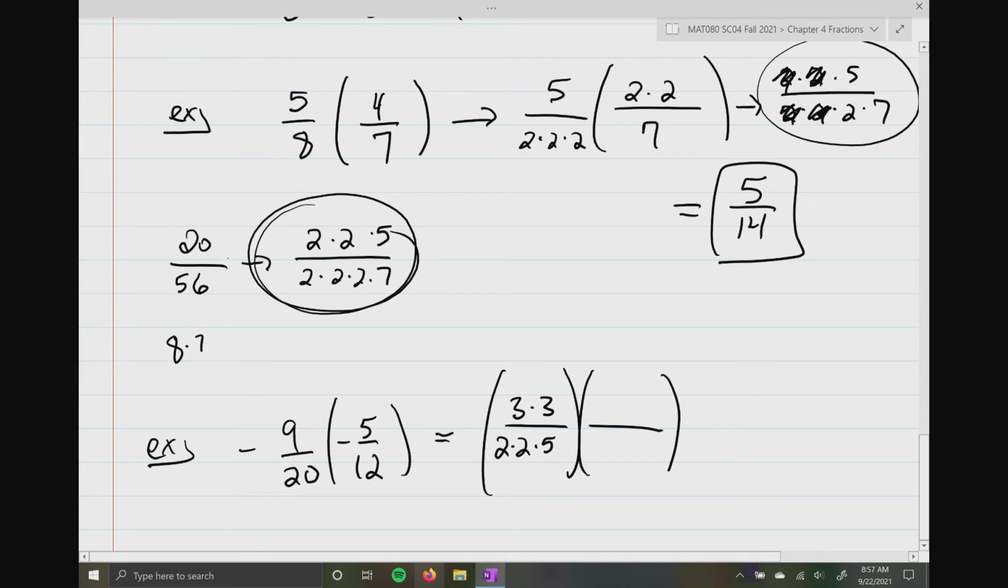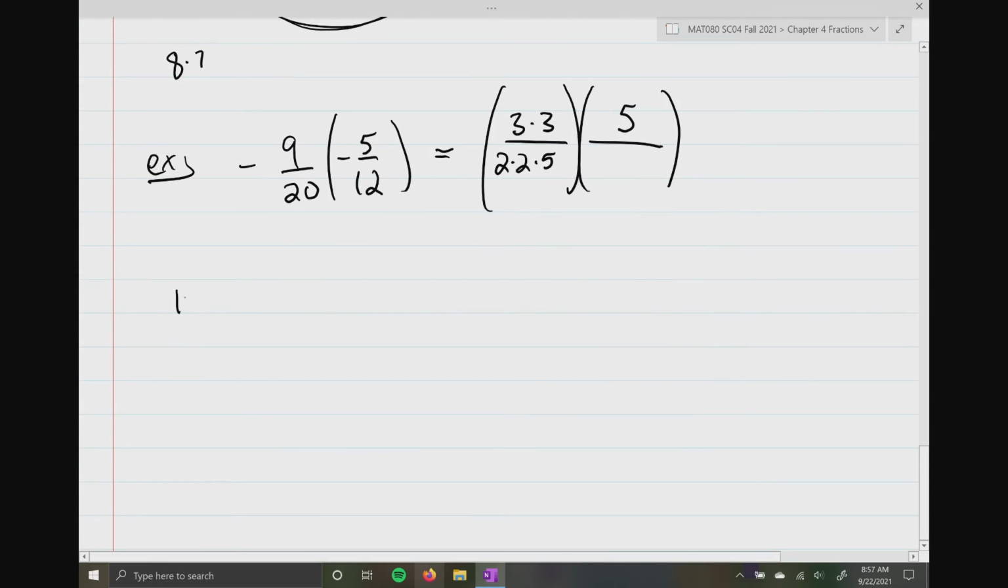Now, for the second fraction, 5 doesn't change. That's prime. However, that 12 is 2 times 6 and 2 times 3. So it's going to be 2 times 2 times 3.